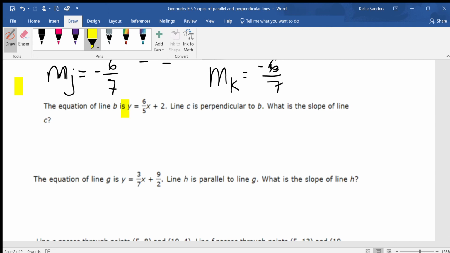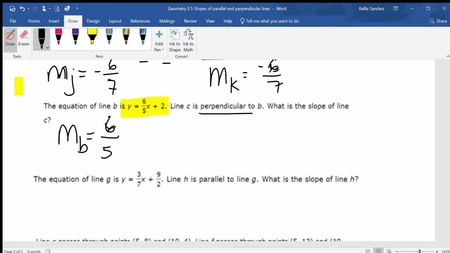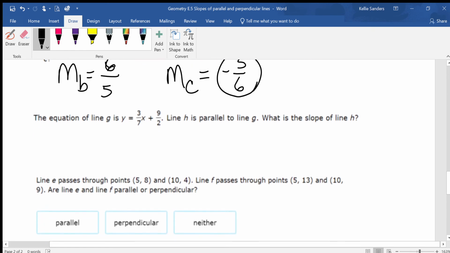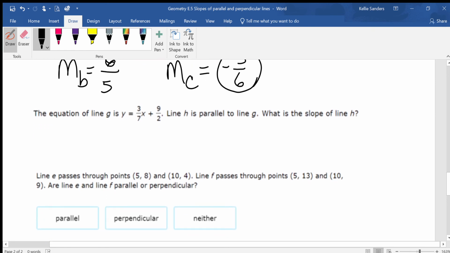Ooh, that's way bigger than I thought. Okay. So if that is line B, which one of those is the slope of B? 6 over 5. And if C is perpendicular, then what is the slope of C? Negative 5 over 6. I pause there just to make sure, you know, give yourself a little bit of time to answer it. I don't want to ask a question and then you have no time whatsoever.